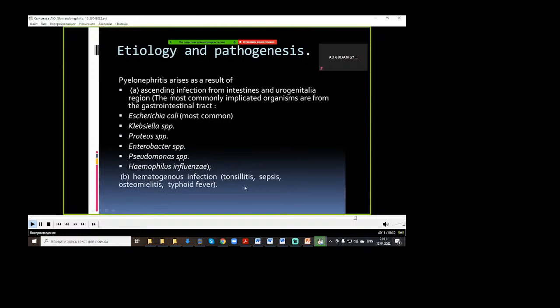And the last topic for today, pyelonephritis. Etiology. Pyelonephritis arises as a result of ascending infection from the intestines and urogenital region. The most commonly implicated organisms are from the gastrointestinal tract, such as Escherichia coli, the most common, Klebsiella, Proteus, Enterobacter, Pseudomonas, and Haemophilus influenzae. The second route is hematogenous infection, for example, if the patient has chronic tonsillitis or sepsis or some other diseases.